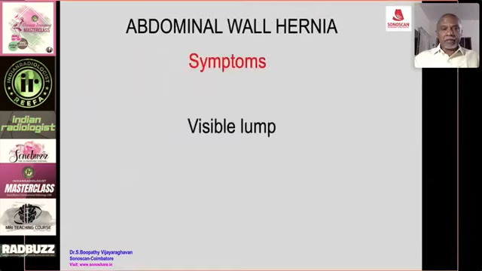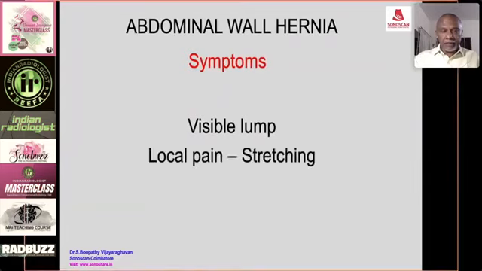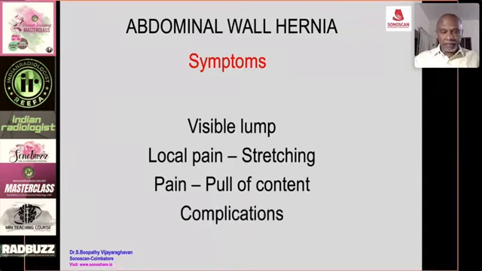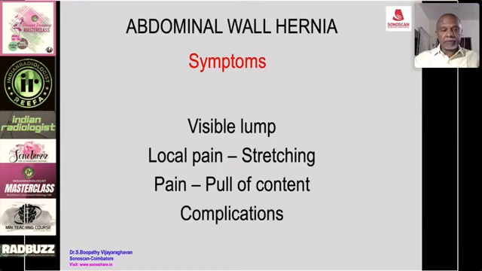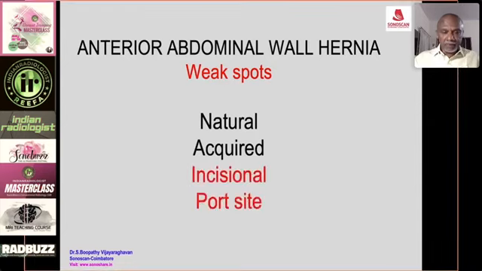Now, coming to the symptoms, the hernia is seen as a visible lump. There may be local pain due to stretching, or pain due to pull of the content like mesentery, or the symptoms may be due to complications. The abdominal wall hernia occurs in weak spots. What are the weak spots? It can be a natural weak spot, or it can be acquired. Acquired can be incisional, or at the port site following a laparoscopy, or following trauma.